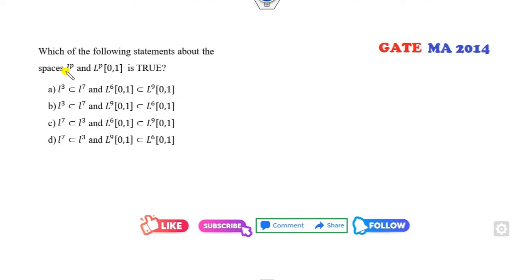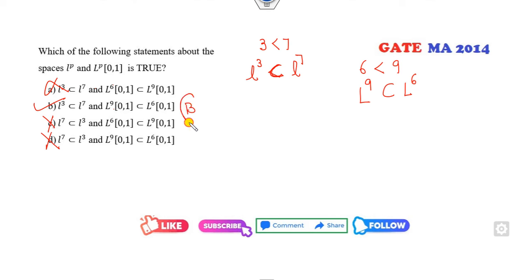Which of the following statements are true? Again, you can see 3 is less than 7. So small L3 is a subset of small L7. So this option is cancelled out. Now for this, 6 is less than 9. Capital L9 is a subset of capital L6. So this option is correct. This option is wrong.